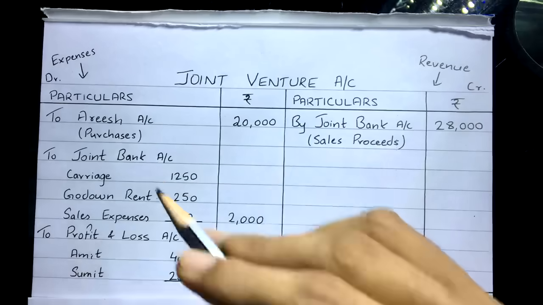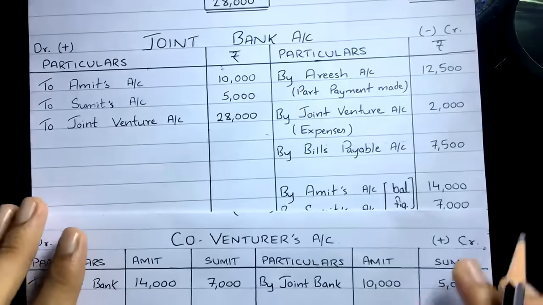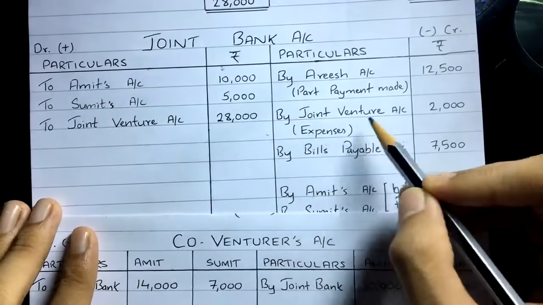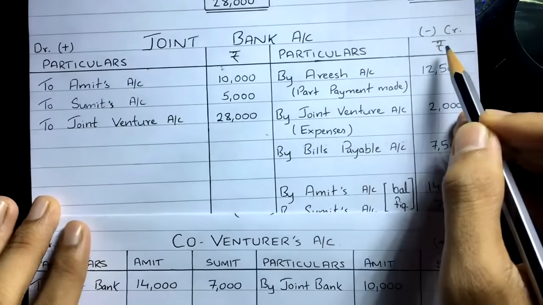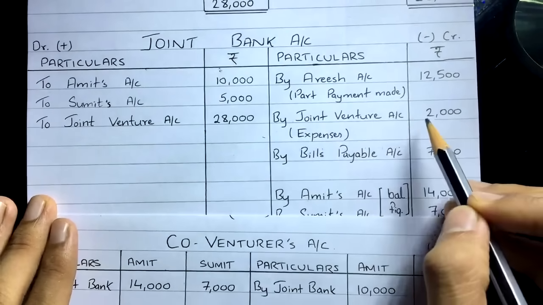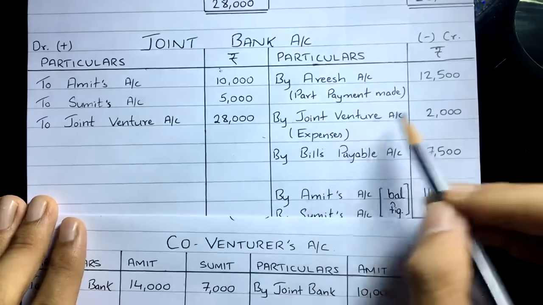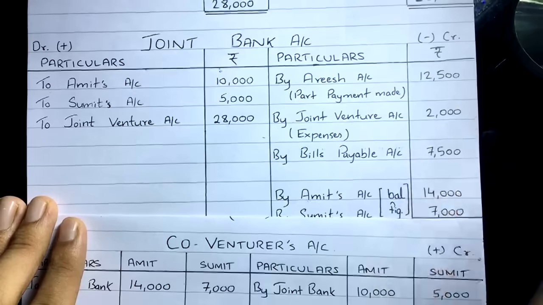Then immediately you have to go to the bank account. So bank account is getting reduced, right? You have made payment from bank account. So it will come over here by joint venture. Bank account is getting reduced. So credit because of the expenses by joint venture account. Expenses 2,000. You need to write in the bracket, okay, because it is easier to understand. So 2,000 here, credit. Simple.